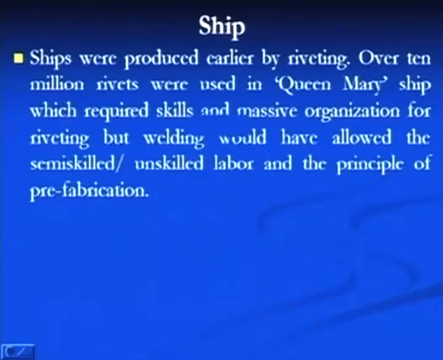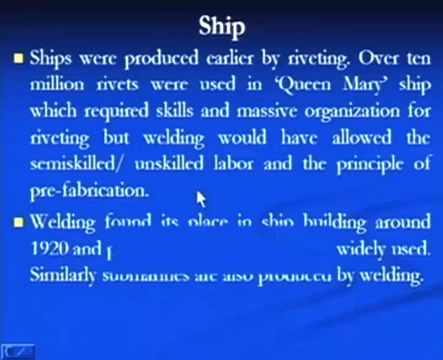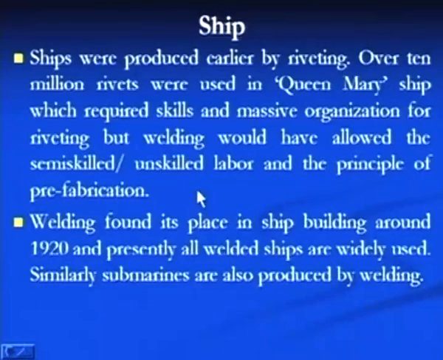Welding is also used in the construction of ships. Ships were produced earlier by riveting. Over 10 million rivets were used in the Queen Mary ship, which required skills and massive organization for riveting, but welding would have allowed semi-skilled and unskilled labor and the principle of prefabrication. Welding found its place in shipbuilding around 1920, and presently all-welded ships are widely used.